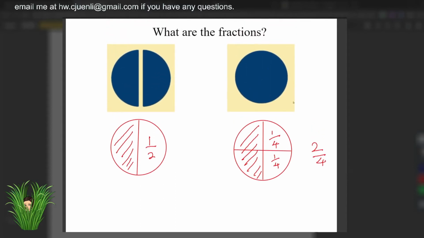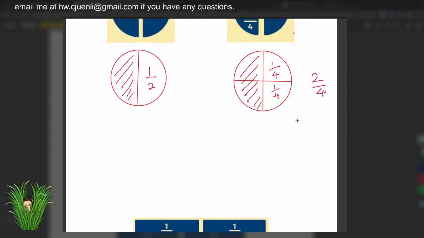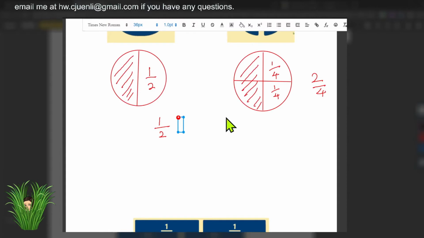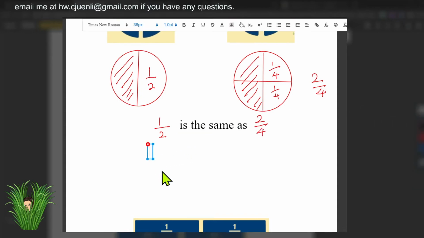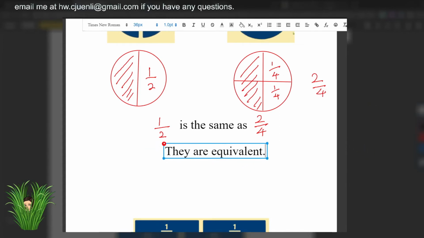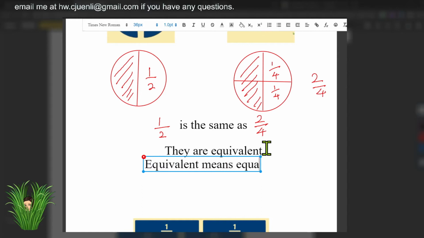So the equivalent fraction over here, what we can see is that 1 over 2 is the same as 2 over 4. What does that mean? They are actually equivalent to each other. And what does equivalent actually mean? Some people do get confused. One simple thing you can try to remember is that equivalent means equal.